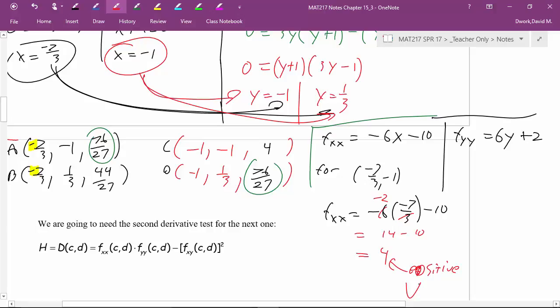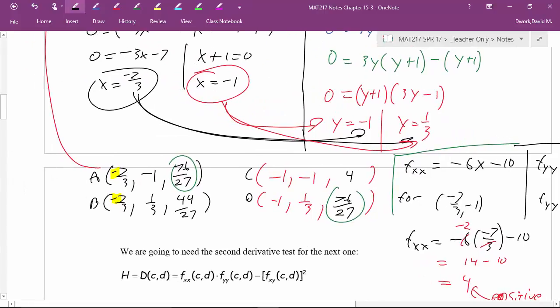Now let's check the y direction. In the y direction, my second derivative is, I'm going to use a negative 1 for all my y's, so that'd be 6 times negative 1 plus 2. So that's going to be negative 6 plus 2, so that's negative 4. Once again, don't care about the actual value. All I care about is that it is negative, which means I am concave down. Okay, so positive in one direction, negative in the other. That's the definition of a saddle point. So therefore, I know at the value of negative 7/3, negative 1, and 76/27, this is a saddle point.